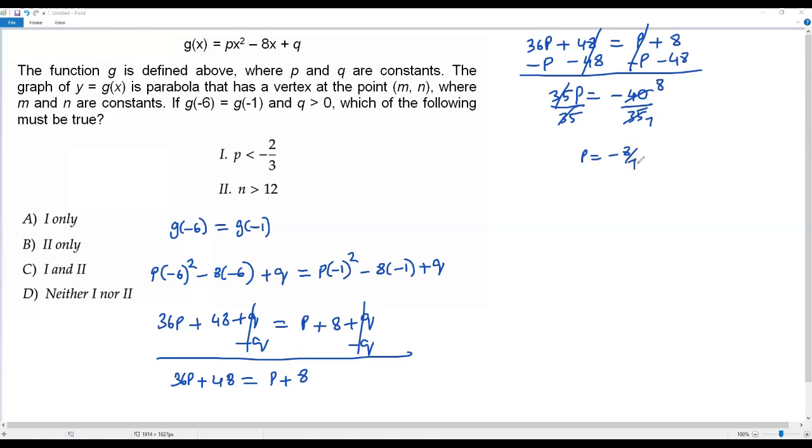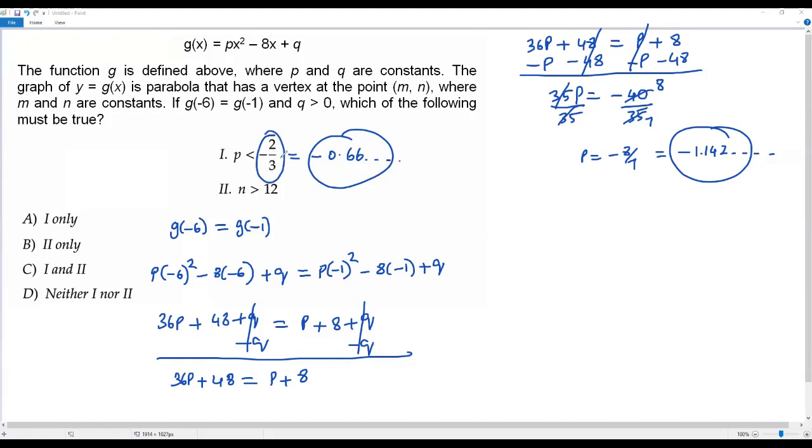Now if I want to find the exact value of -8/7, I have to use a calculator. When I divide 8 by 7, I'm getting 1.142. Since we have a negative sign over here, it is equal to -1.142, and it's a long decimal. It keeps going. Now we have to check whether this value of p is less than -2/3. So for that, we can use a calculator. When I divide 2 by 3, I'm getting 0.666, and this one also has a long decimal. Now we can mark the decimal value of -2/3, that is -0.66, and the value of -8/7, that is -1.142.